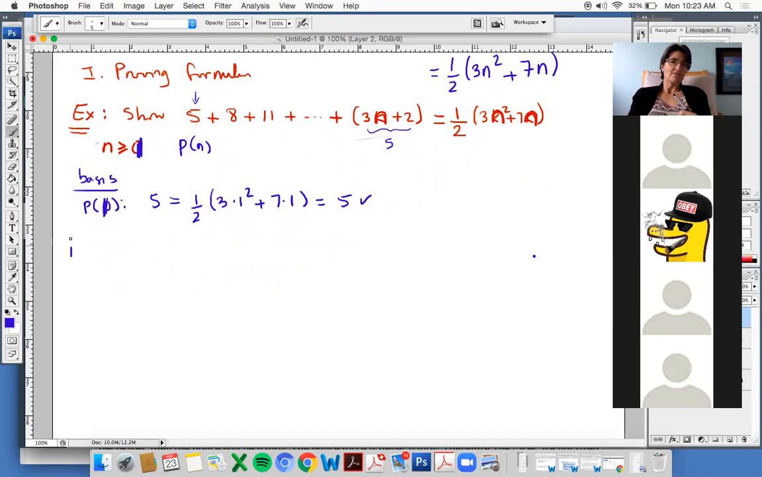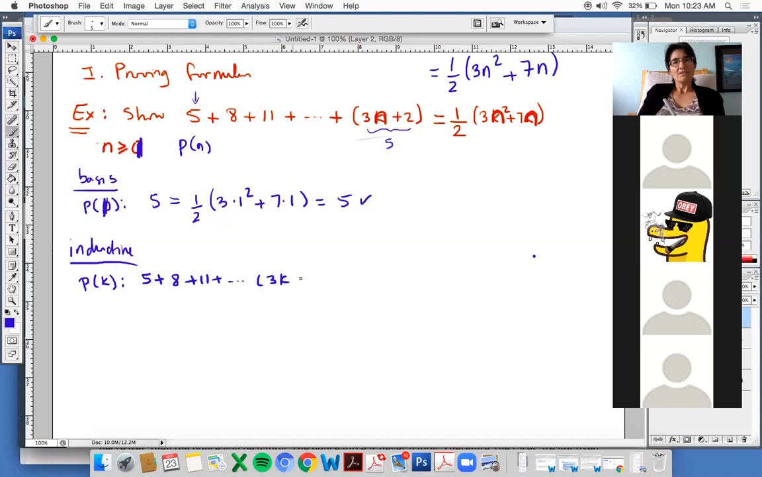Now the inductive step says that I'm going to assume that P(k) is true, where k is an arbitrary integer that's at least one. So if I write P(k), this is 5 + 8 + 11 + ... + (3k + 2), and that equals 1/2 (3k² + 7k). I'm just copying down the original formula with n replaced by k.